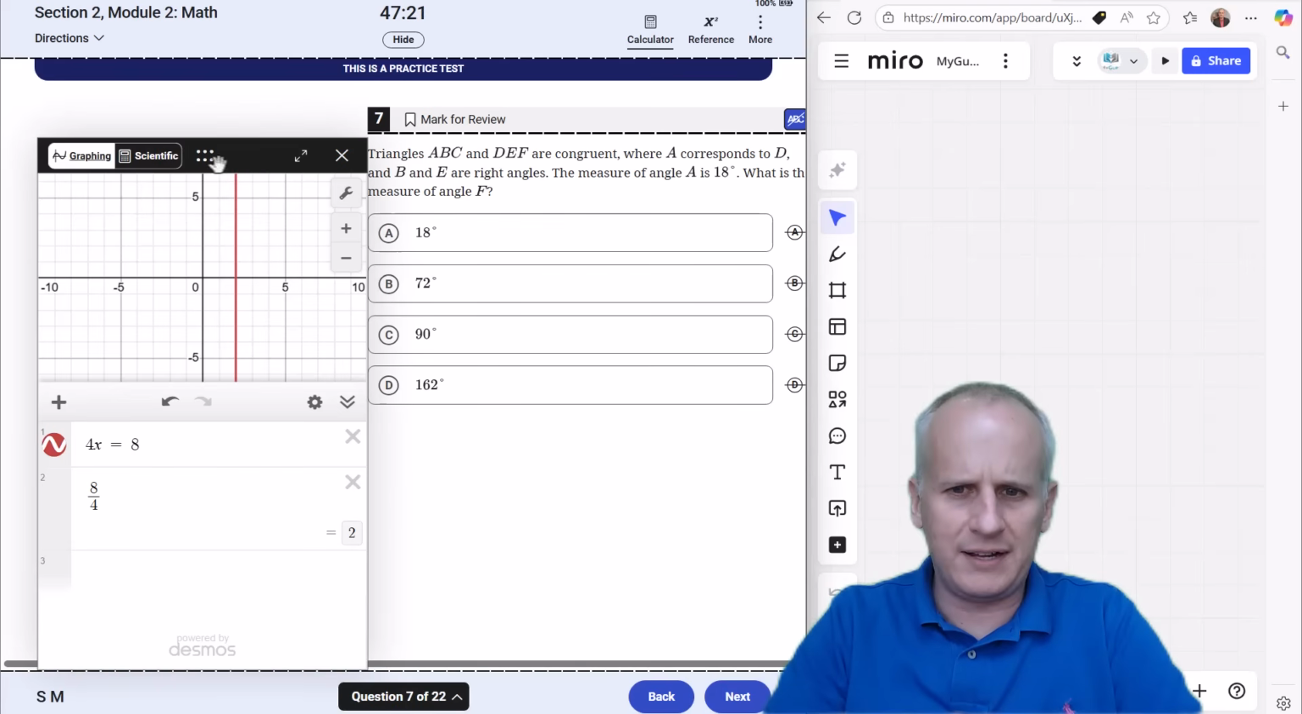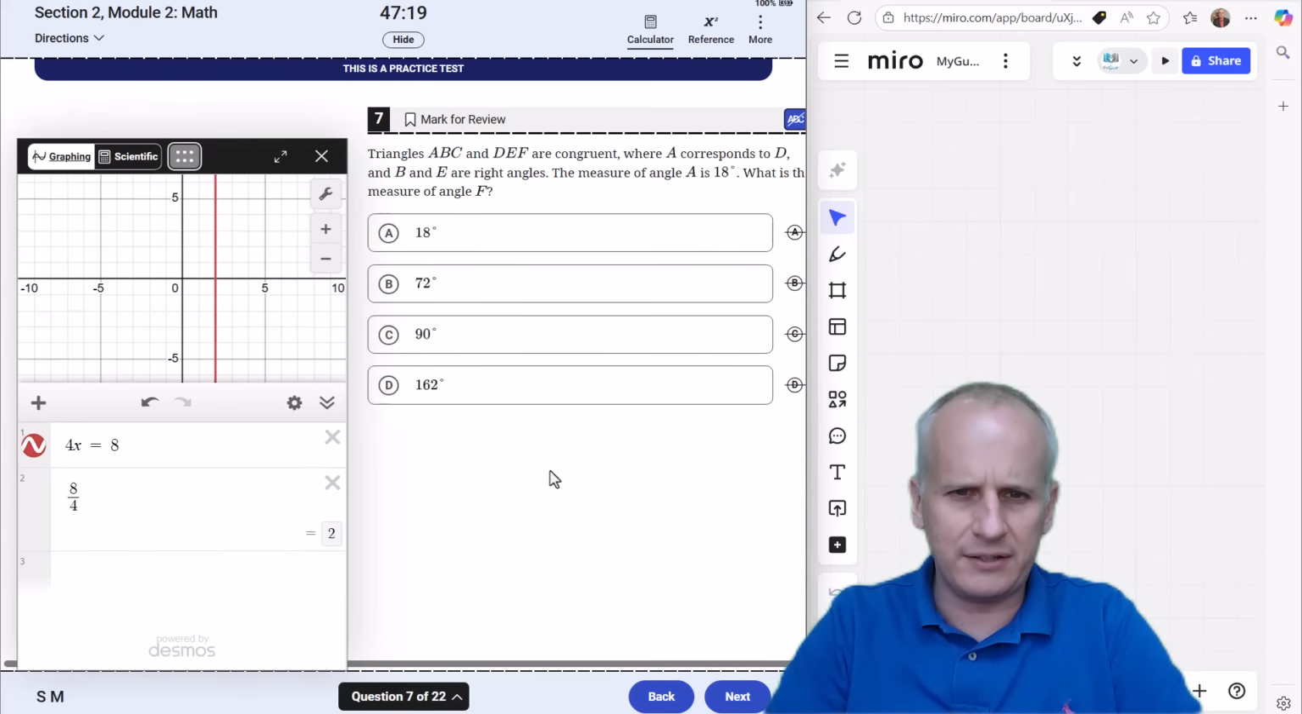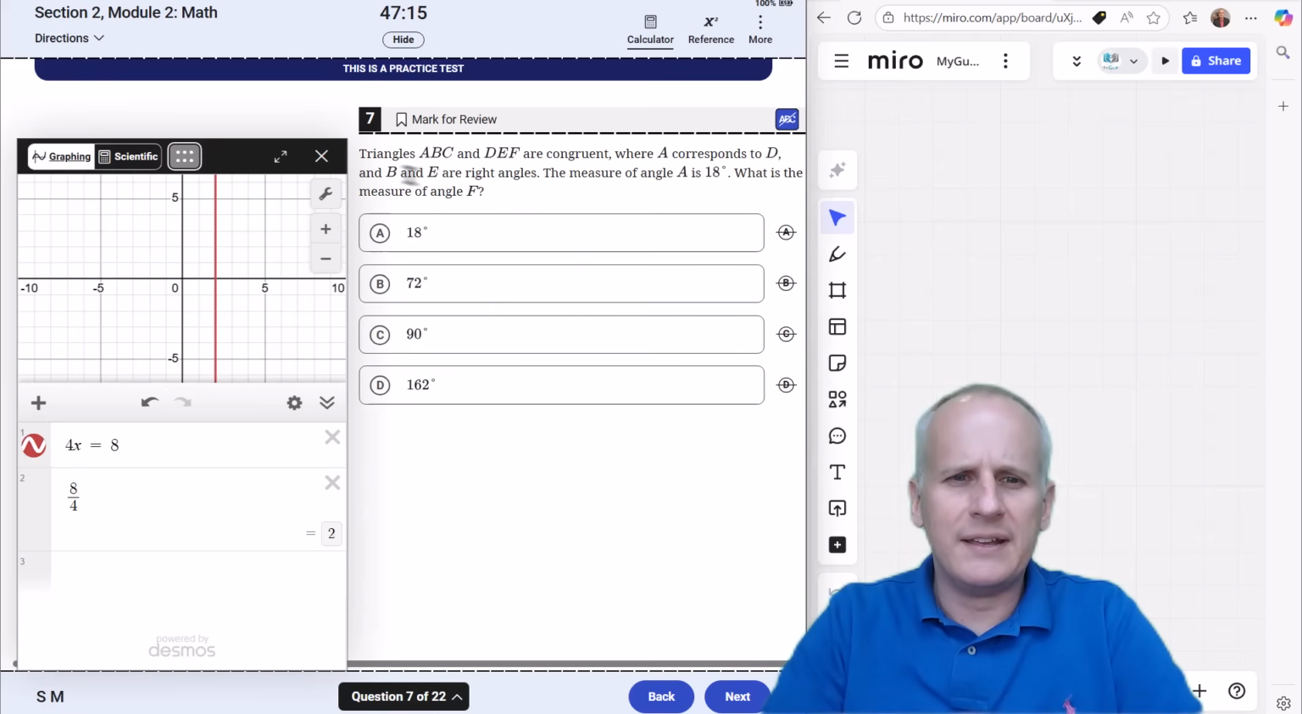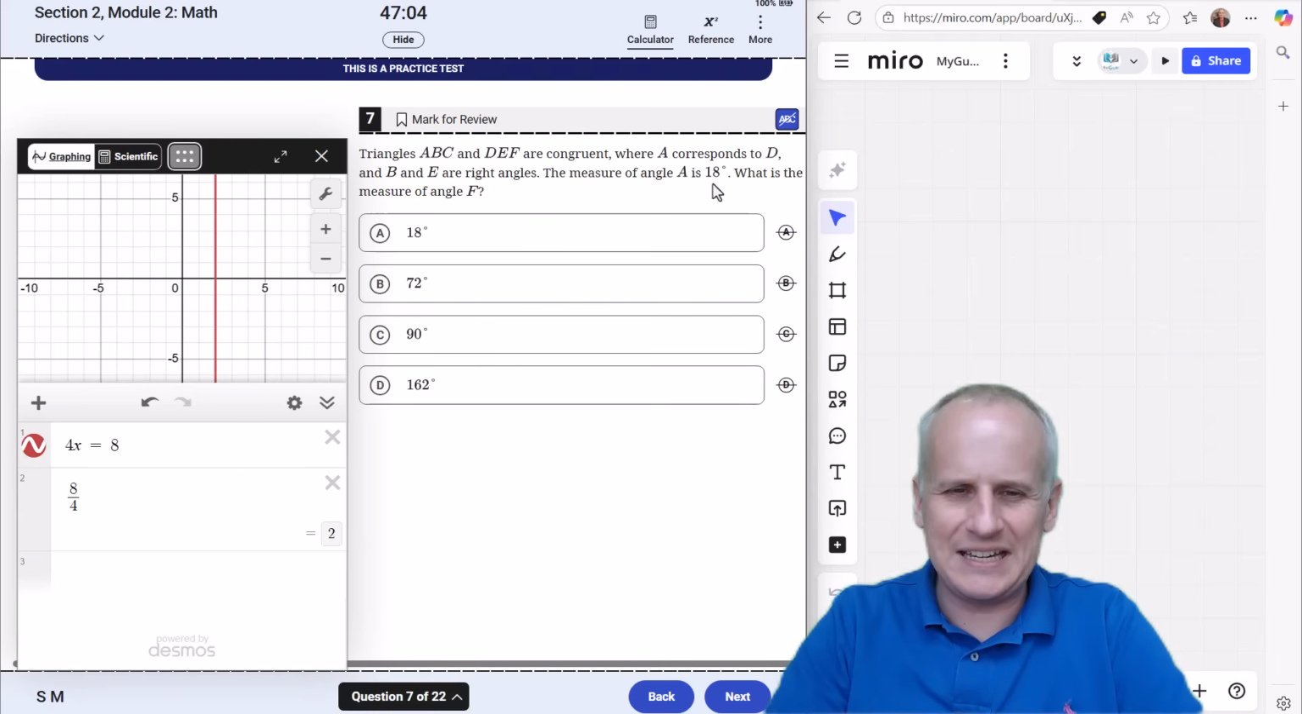Next, we move on to a calculator or a geometry question. And here we've got triangles ABC and DEF are congruent, where A corresponds to D, and B and E are right angles. The measure of angle A is 18. What is the measure of angle F?